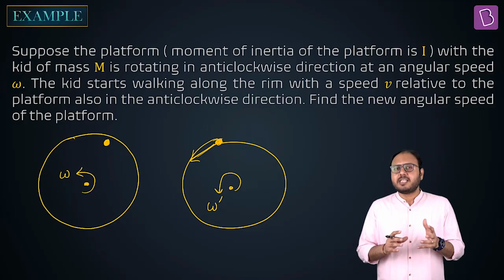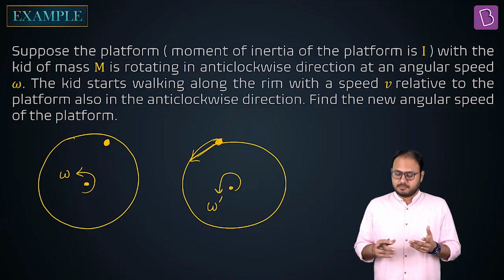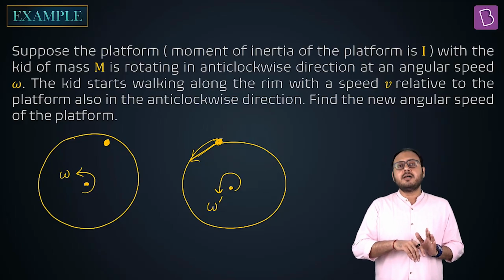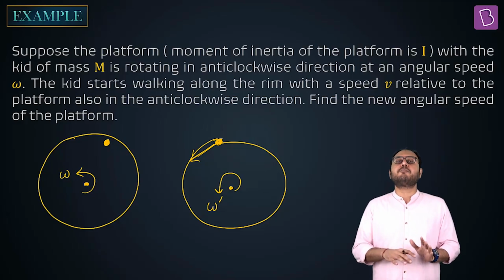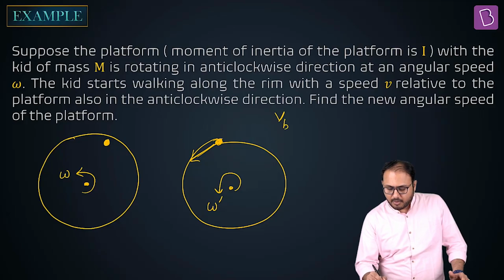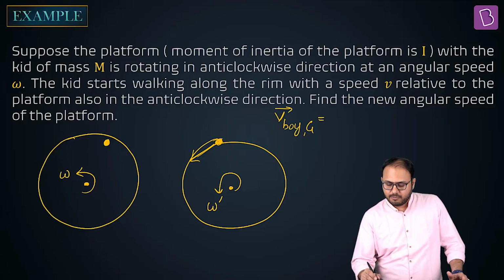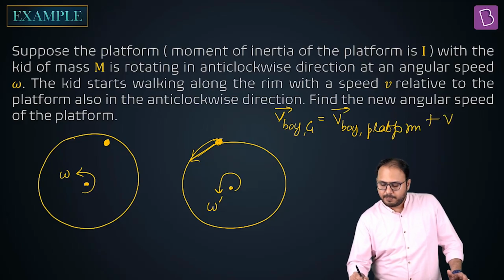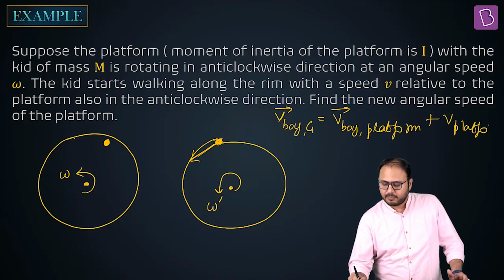And not same, what exactly will happen? Increase or decrease? Sir, decrease, because you will be pushing it backwards. If you're pushing it backwards, you are giving it a clockwise kind of push. That will decrease the omega. Okay? Now, velocity of the boy in ground frame will be velocity of the boy with respect to platform plus velocity of the platform.